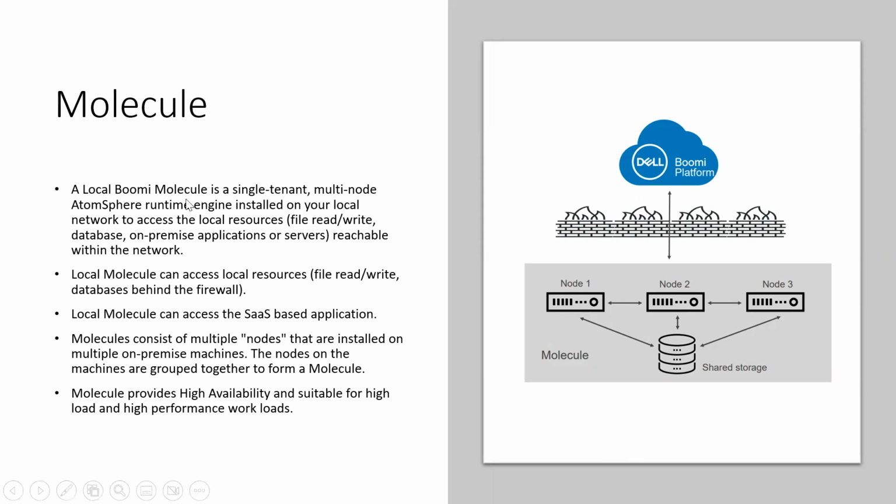You got the difference between molecules and the atom. Atom is standalone, whereas a molecule can be installed on more than one server, and they can be grouped together or clustered together. So it provides us high availability. There is no single point of failure. If node 1 goes down, node 2 and node 3 are still available to handle the traffic.